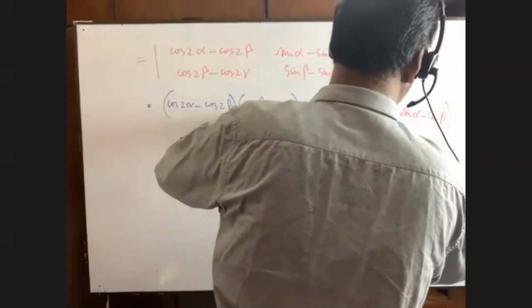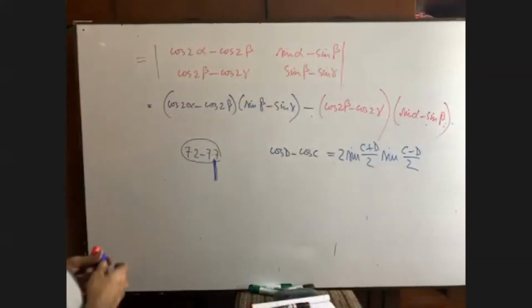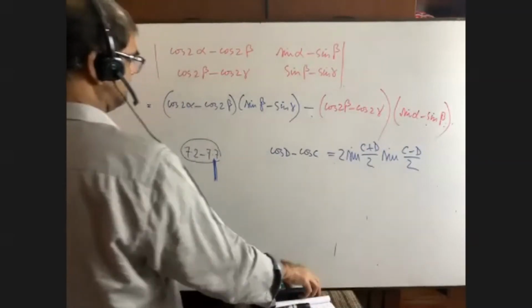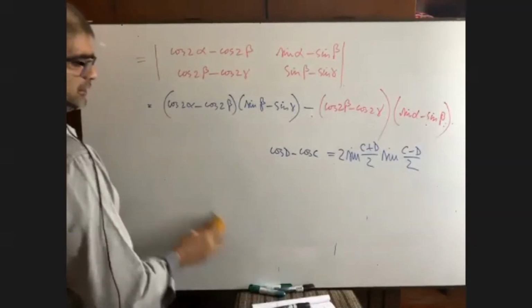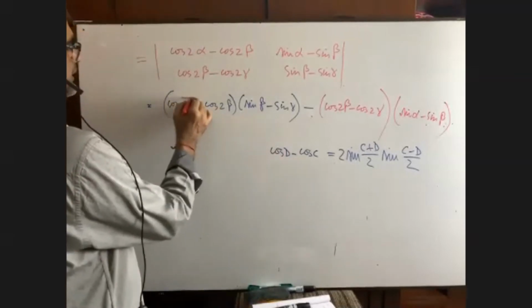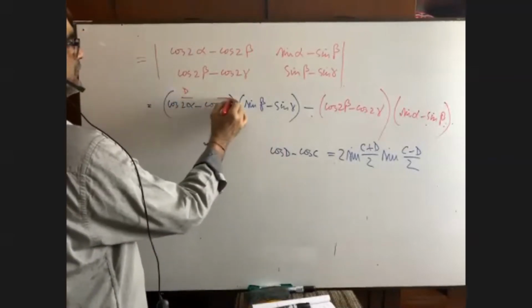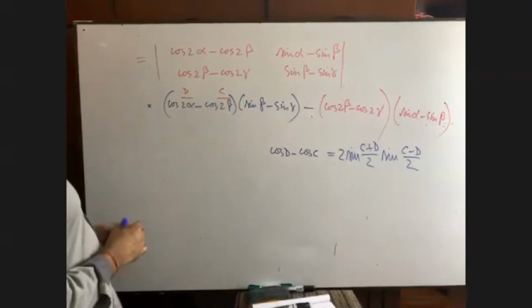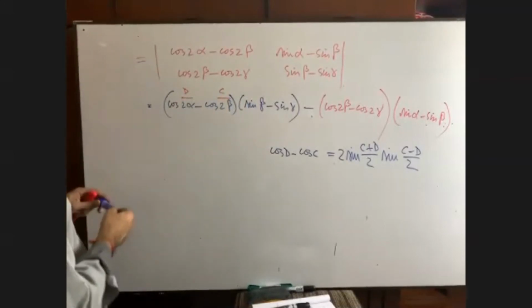Into sine (C minus D)/2. Very good. Thank you very much. So this is the formula, cos D minus cos C. Now, can you please tell me which one is D and which one is C here? You see cos D, so it is D, and it is C. Okay, so can we put the value here?